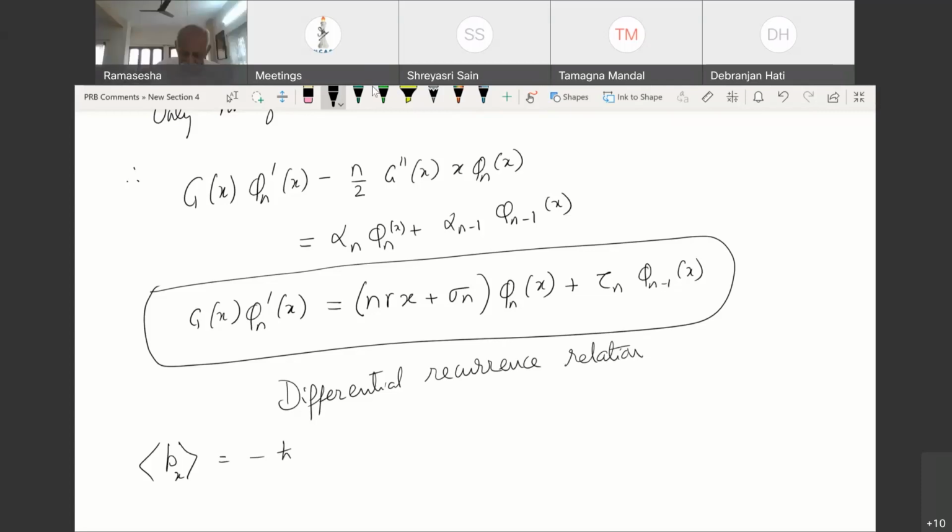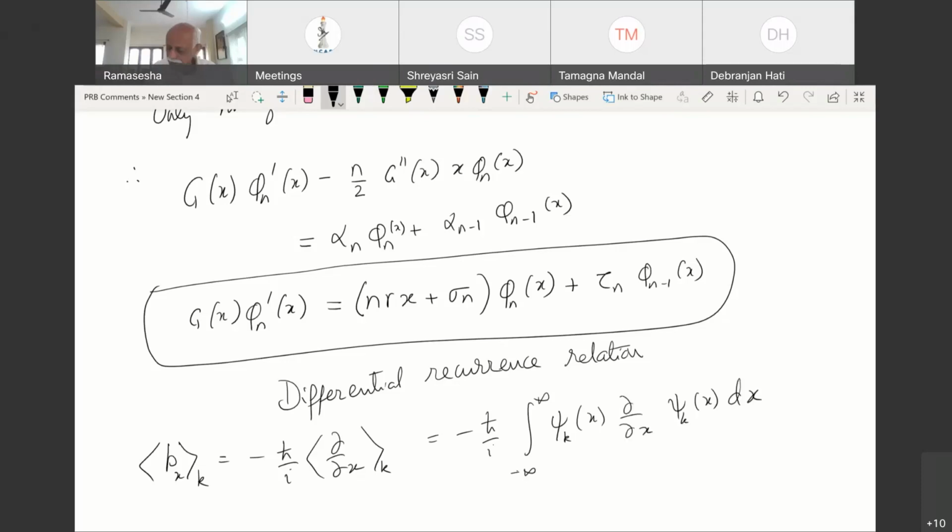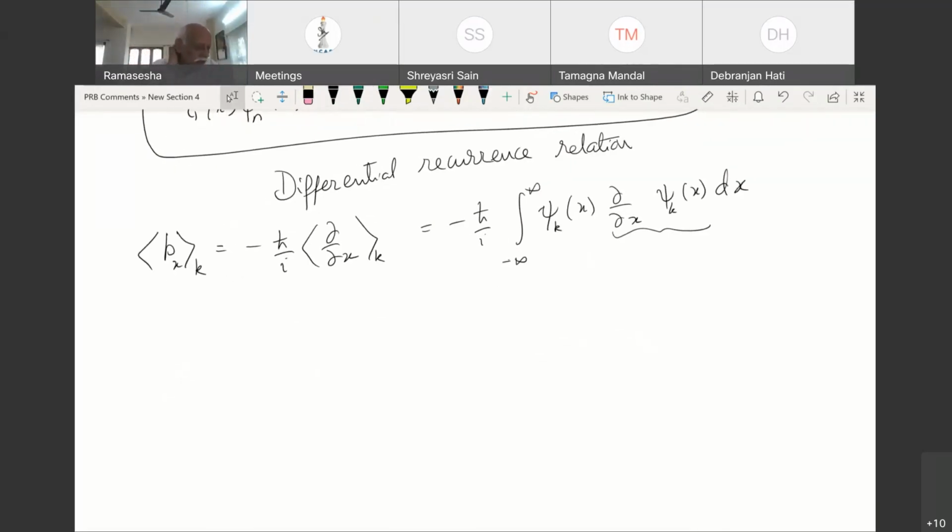So it is equal to minus h cross by i, integral over all space, minus infinity to infinity, psi k of x, del by del x psi k of x dx. So if psi k of x happens to be orthogonal polynomials, then you can write del by del x psi k of x as a linear combination of k and k minus 1 with x times k and k minus 1. You will be able to get the integration done very easily because you would know the normalization constants of the orthogonal polynomials. Any questions?